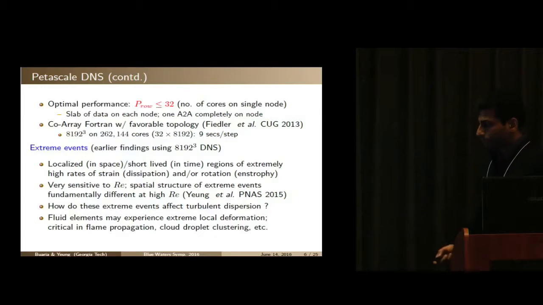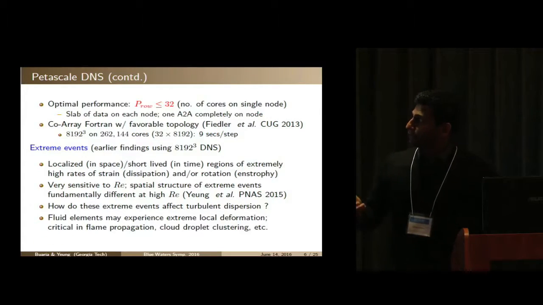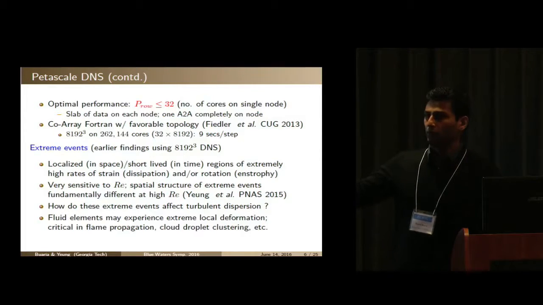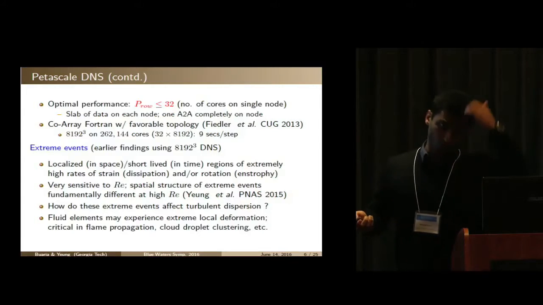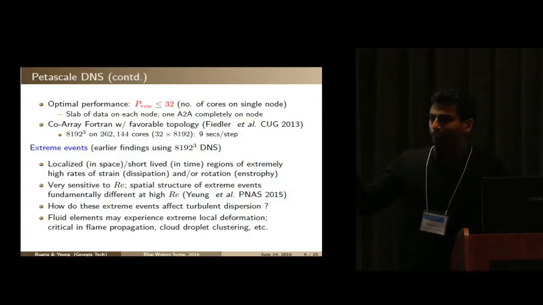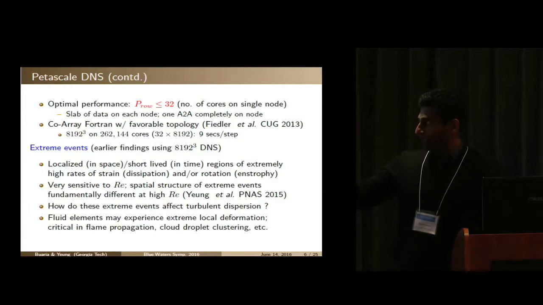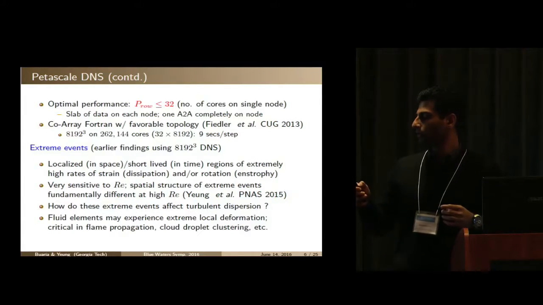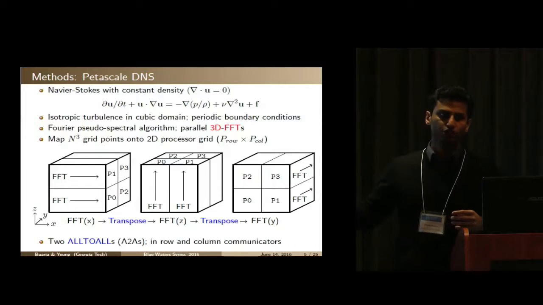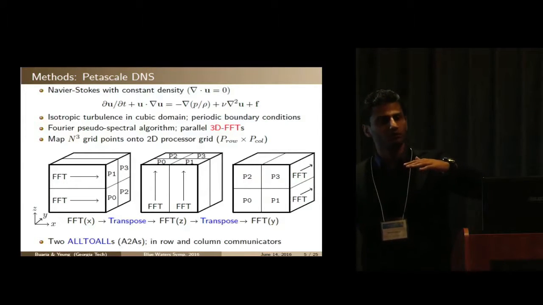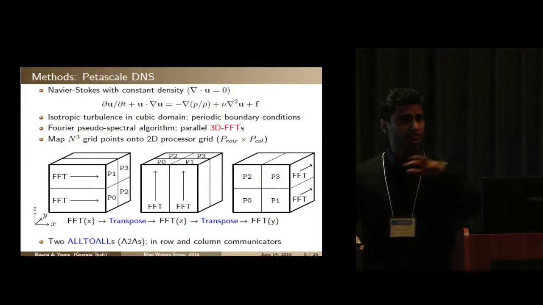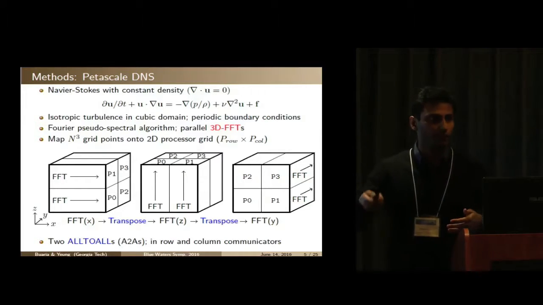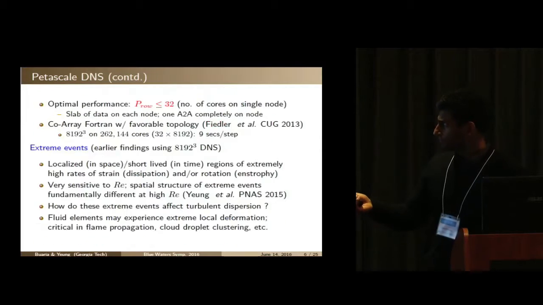For optimal performance, what we want is P row to be less than or equal to 32, because 32 is the number of cores available on one node on Blue Waters. What it enforces is that we still have the two-dimensional decomposition, but essentially one node on the computer has a slab of data. So the first all-to-all is always on the node. It never uses the network, so it's much faster.